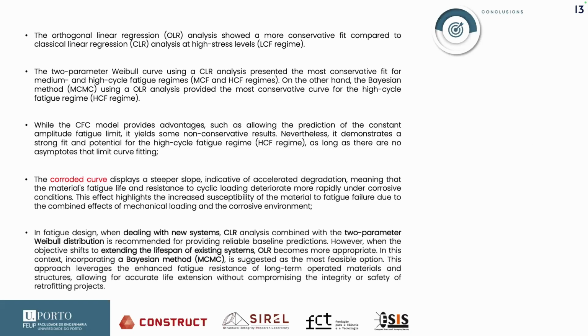So to conclude and to give more practical implications from this work, we can say that in the fatigue design, when we are dealing with new systems, we should apply the classical linear regression combined with the two-parameter variable distribution. However, when we are dealing with data from long-operated materials and structures, where there is some data uncertainty in the fatigue load and in the response, we suggest the orthogonal linear regression, for example, for retrofitting purposes. With retrofitting purposes, we can allow for some accurate life extension without compromising the integrity or safety of retrofitting projects. So this is it.